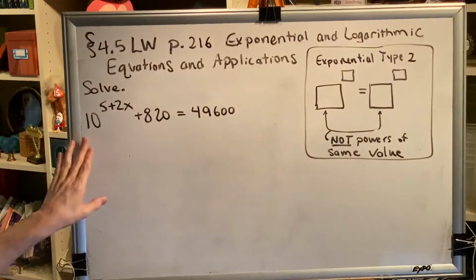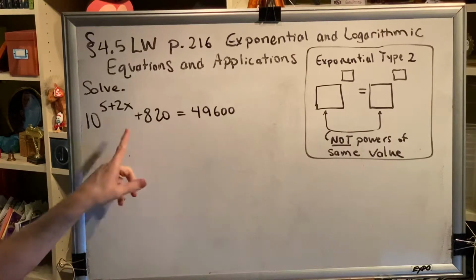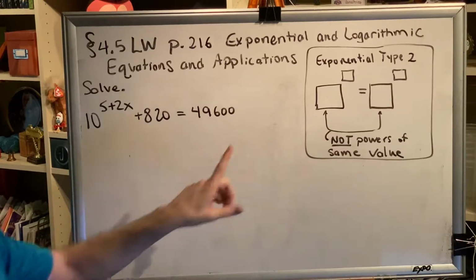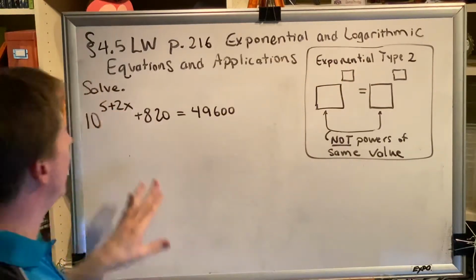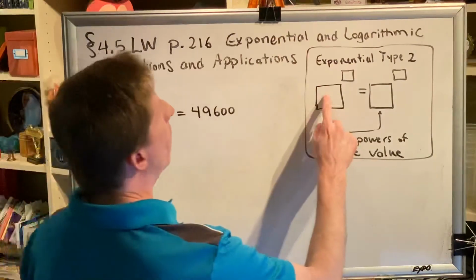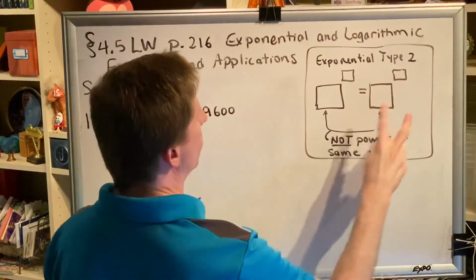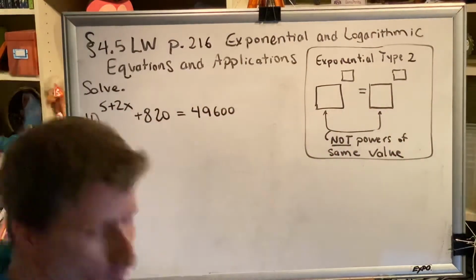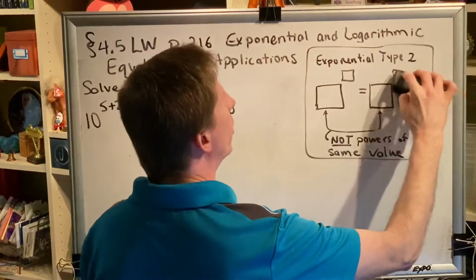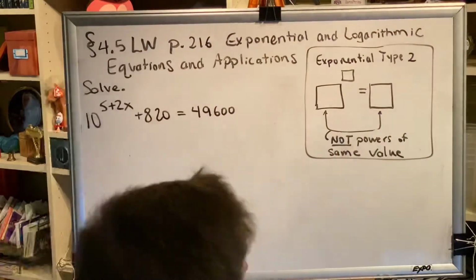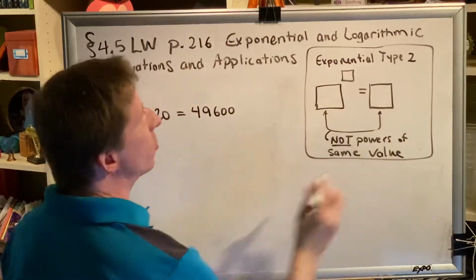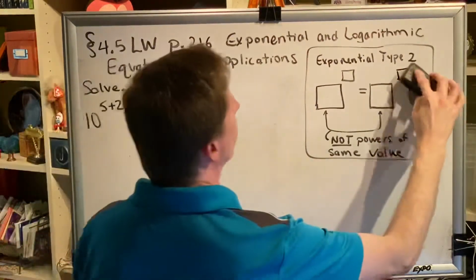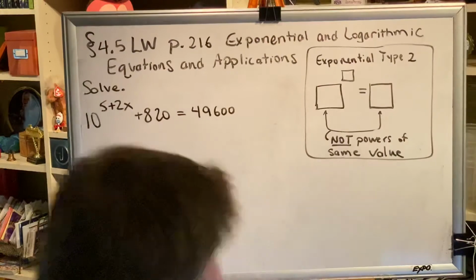Okay, so solve: 10 raised to the power 5 plus 2x, plus 820, equals 49,600. This is a problem that is exponential of type 2, which means that it can be written in the form base raised to exponent equals base raised to exponent, where these two bases cannot be written as powers of the same value. And remember that exponential type 2 also includes the possibility that one of those exponents is missing. So it can be looking like this, or it could be looking like this. Either way would be type 2. All right, so let's go ahead and solve this problem.